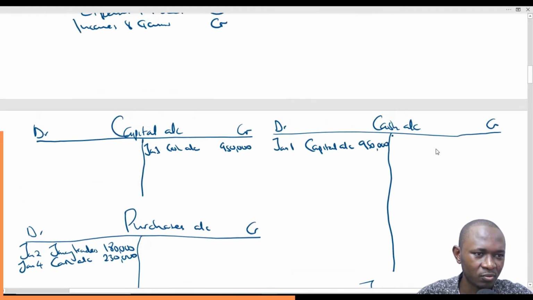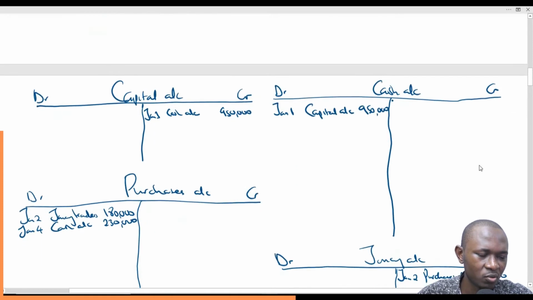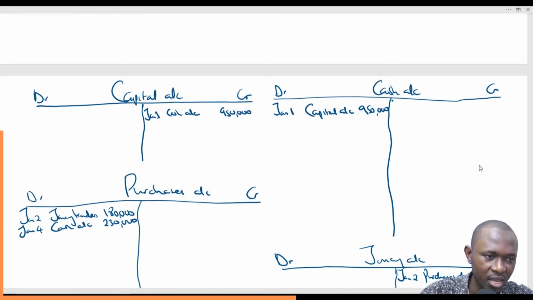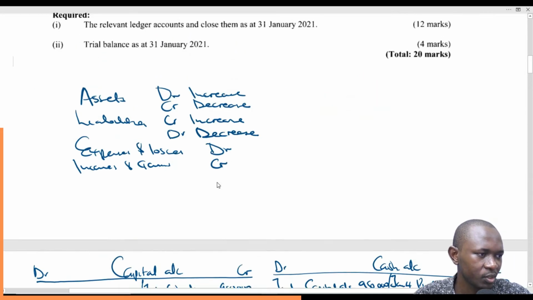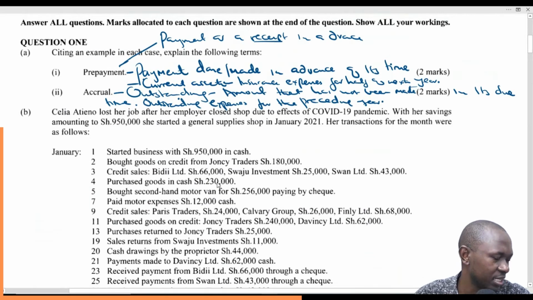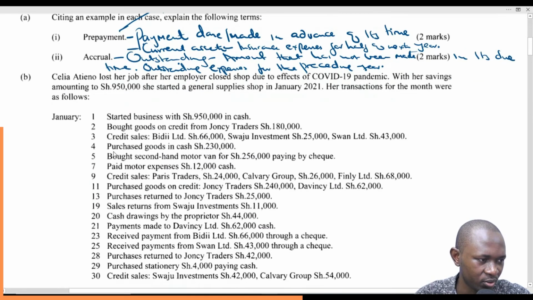Then you go to cash account. You cannot open another cash account because you already have a cash account here. So we'll simply say January 4th, purchases account, how much? 230,000, like that. Good. So if you already have an account, that's enough. You don't need to have so many accounts.